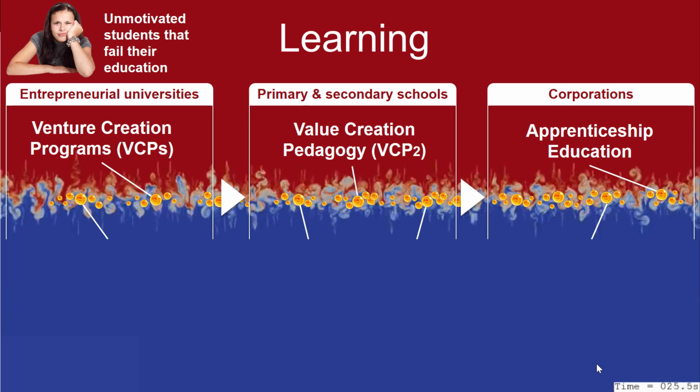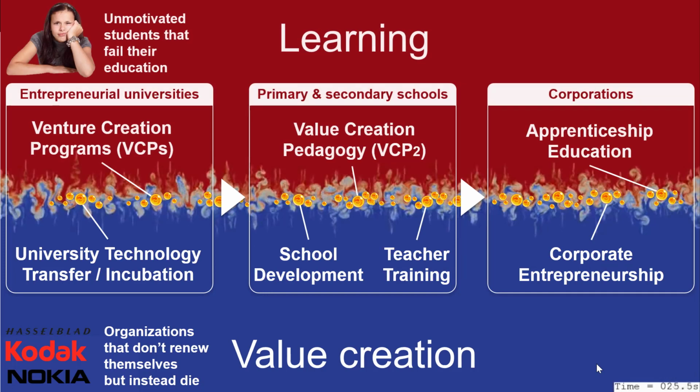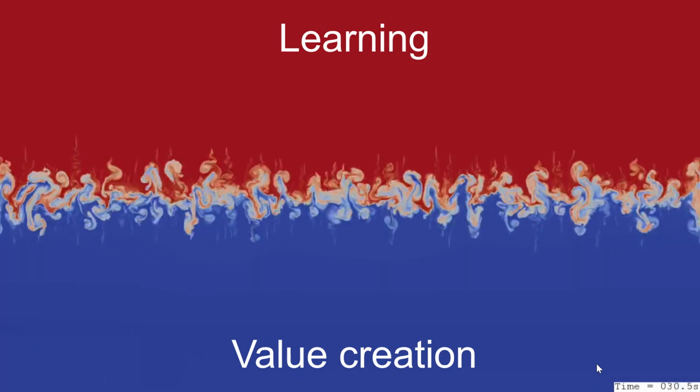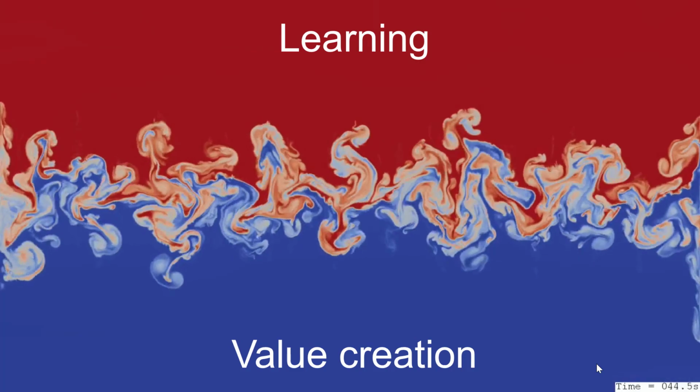But the one reason we need to think about how to mix learning and value creation is because if we only have learning without value creation, we get unmotivated students that fail their education. And if we only have value creation without learning, we get organizations that don't renew themselves, but instead die. So there is much to win from trying to find ways of doing this mix a little bit better. So what is it actually we are seeing here in this animation?